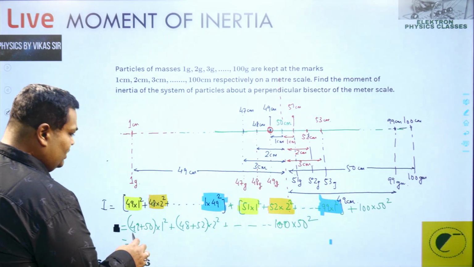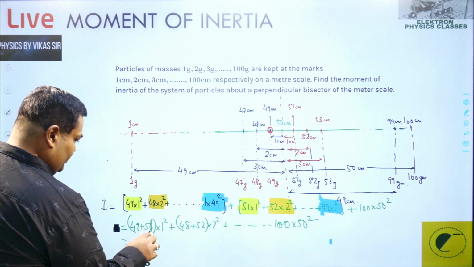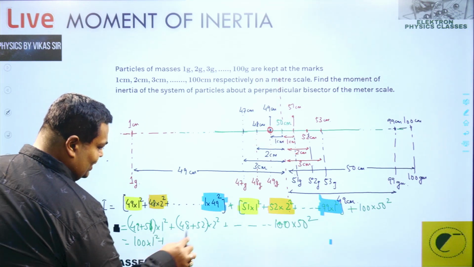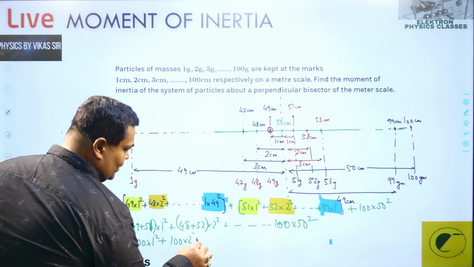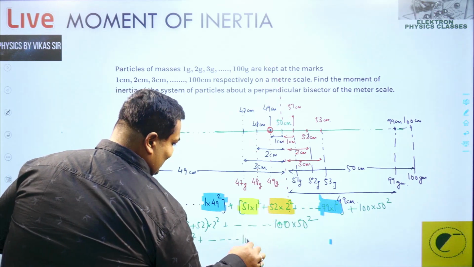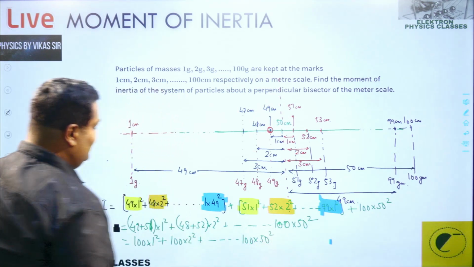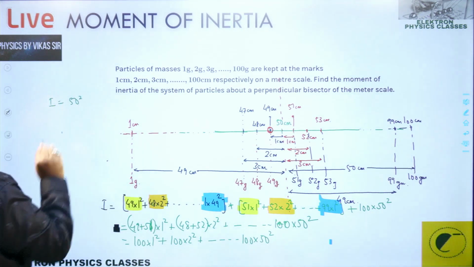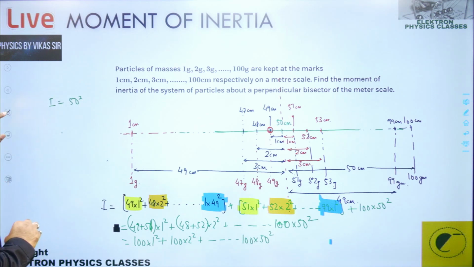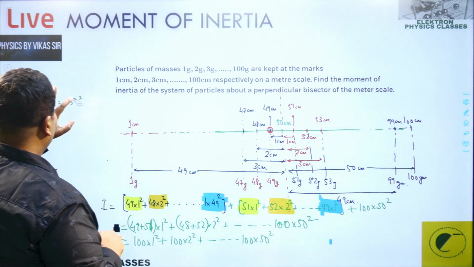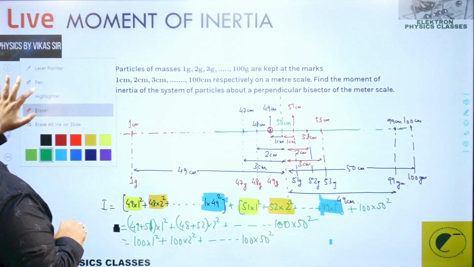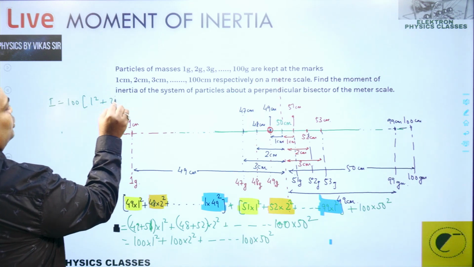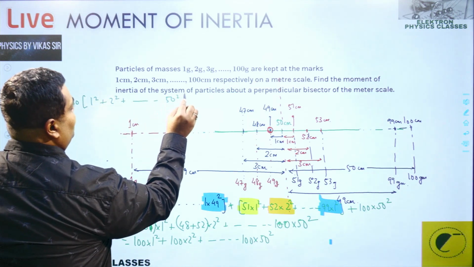We get 49 plus 51. So 49 plus 51 becomes 100. That's 100 into 1 square. This one again 100. So 100 into 2 square, and so on. And the last one becomes 100 into 50 square. That gets combined. And now the overall moment of inertia becomes, sorry, not 50 square, 100 common. And 100 common into the first term 1 square, the next term 2 square, and this goes on till 50 square.